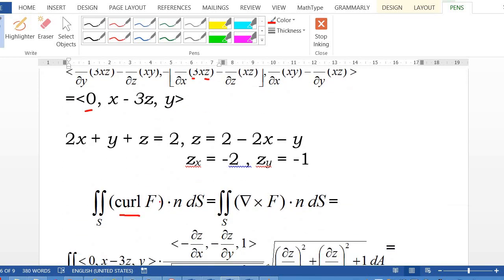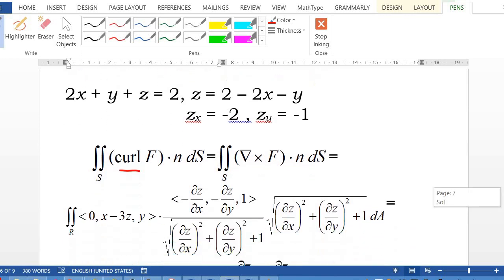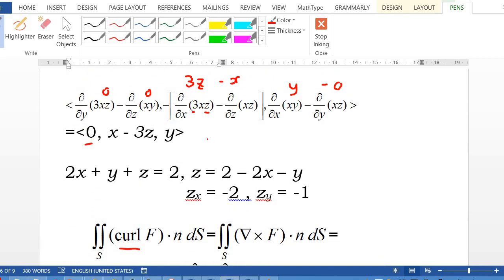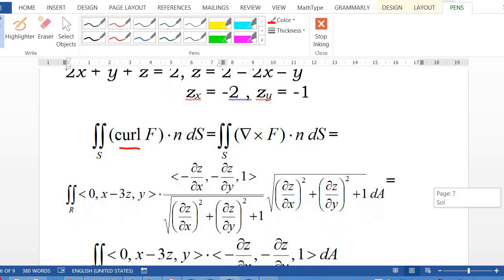So curl of f we have obtained. This is 0i plus x minus 3z j plus yk. Curl of f. And then this is the formula for the unit normal vector which is pointing up. This is the n. This is the formula for one unit of surface area. And this square root and square root can be cancelled. So we need the del z del x, del z del y.